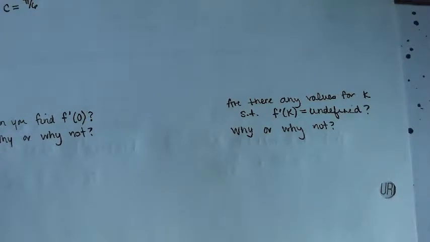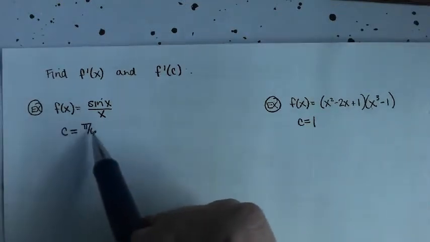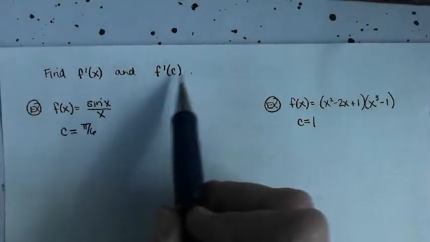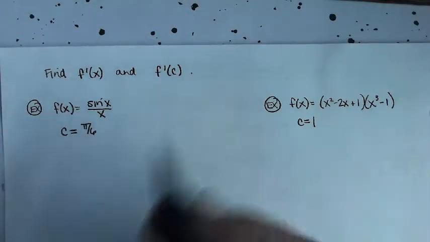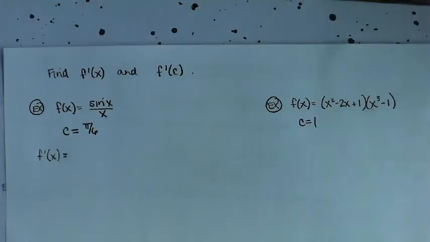So on the back, just no different applications than we've been doing, just one's using the quotient and product rules. So this wants the derivative specifically at c. It wants you to find the derivative equation, but then also evaluate it at c. So f prime of x, why don't you go ahead on your own and find that.